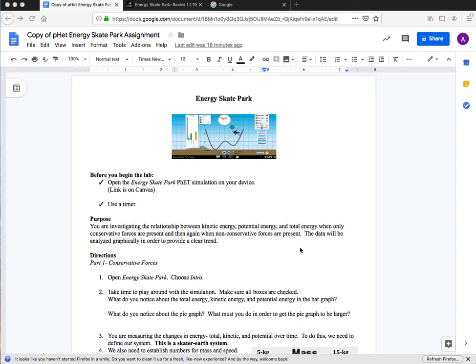Again, as you can see here, the purpose is to see the relationship between kinetic and potential energy and how they relate to total energy, when, in this case, we're going to start with conservative forces present. We're going to take the data that you get and analyze it graphically to see a clear trend as to how kinetic, potential, and total energy relate. Okay, so go ahead and open up your Energy Skate Park.